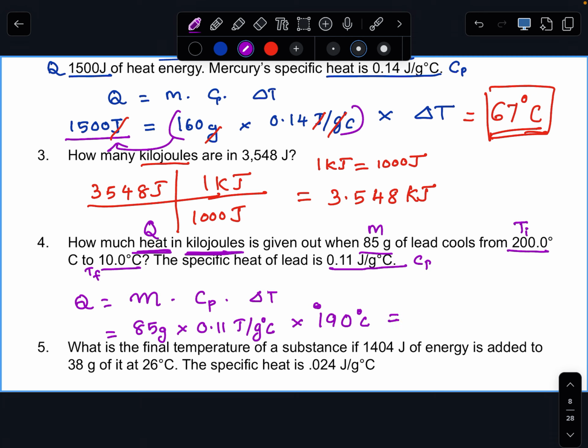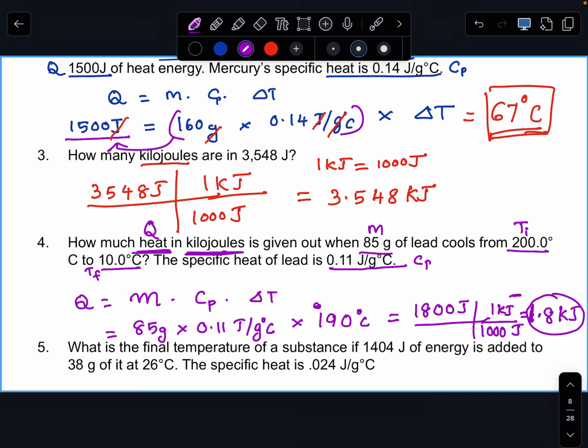So then multiply, and you will get the answer 1000, round your answer to 2 sig fig, so you will get 1800 joules, and convert that into kilojoule by dividing with what? 1000. Okay, 1000 joule is equal to 1 kilojoule, so your answer is 1.8 kJ. Don't put 0, then the sig fig will change.